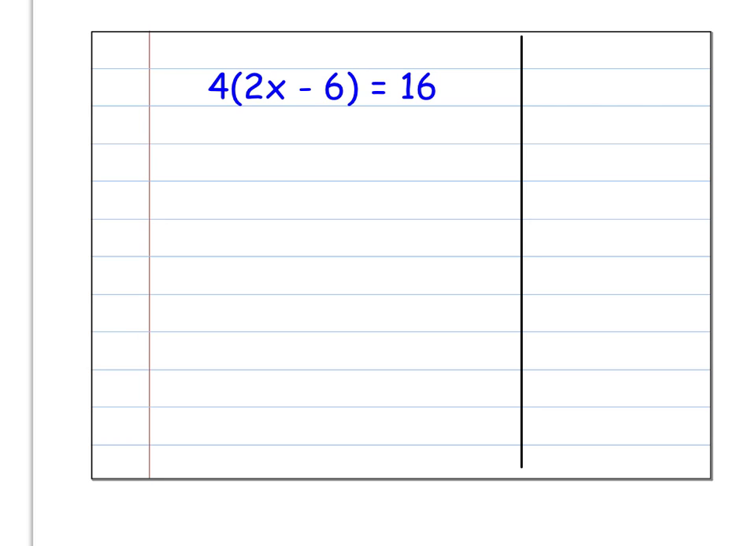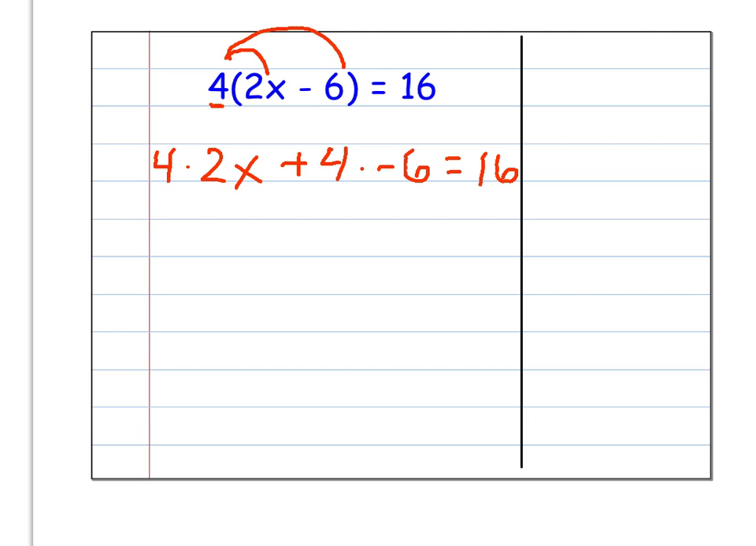the 4 being on the outside. So if the 4 is on the outside of the parentheses, we know that there's 4 groups of the 2x minus 6. But the distributive property helps us so that we know we can take 4 times the 2x, and then also the 4 times the negative 6, which will be equal to the 16.